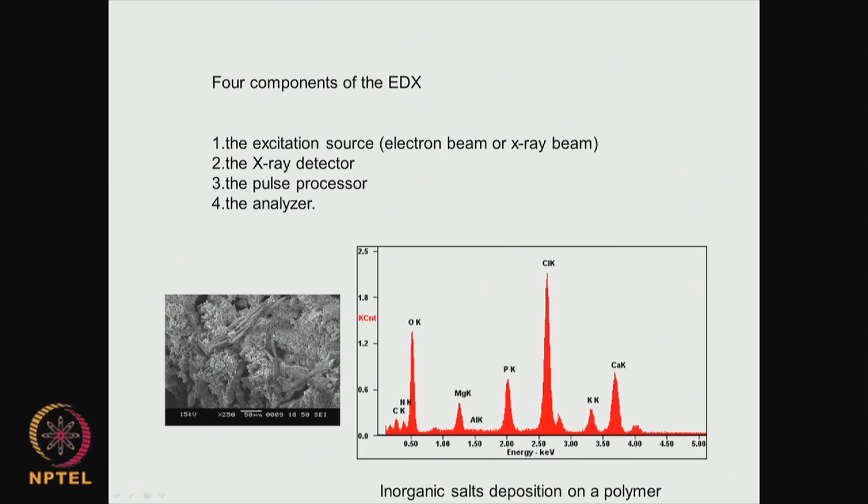For example, this picture, as I said, is salt deposition on a material surface, and these are the elements that are present in the salt, like phosphorus, calcium, potassium, magnesium, chlorine, and then oxygen and so on. So, it is very powerful for you. We can get a feeling of the surface morphology as well as the elemental composition.